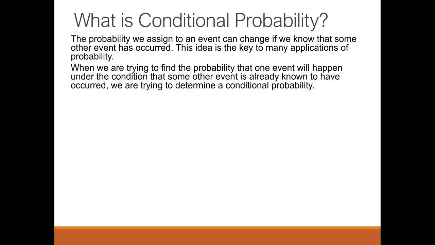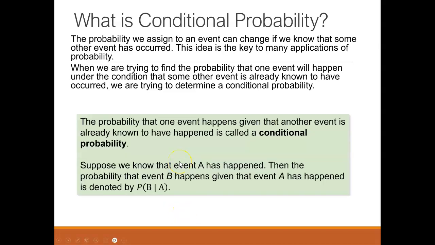So when trying to find the probability that one event will happen under the condition that some other event is already known to have occurred, we're trying to determine a conditional probability. The probability that one event happens given that another event has already occurred. Suppose we know that event A has happened, then the probability that event B happens, given that event A has happened, we denote by the probability of B given A. So A is the thing that's happened. B is the thing we want to find the probability of, provided that A has already occurred.